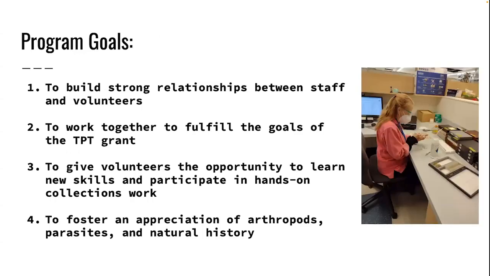When we first started recruiting volunteers, Zoe and I tried to draft up four initial goals which we wanted to meet. And the first one was pretty simple. We just wanted to build a strong relationship with these volunteers. Then using that relationship, we wanted to work cohesively to fulfill the goals of the TPT grant. And through this, we hope that the volunteers come away with new skills, as well as an appreciation for entomology, parasitology, and natural history as a whole.